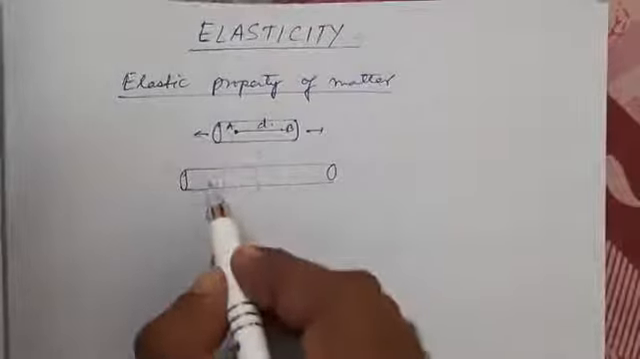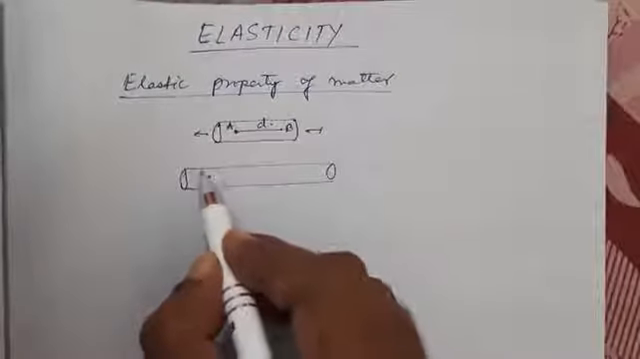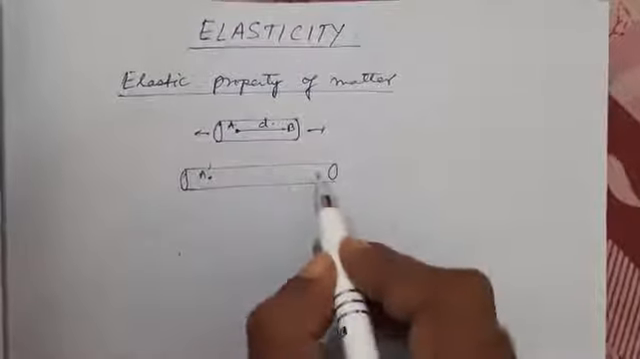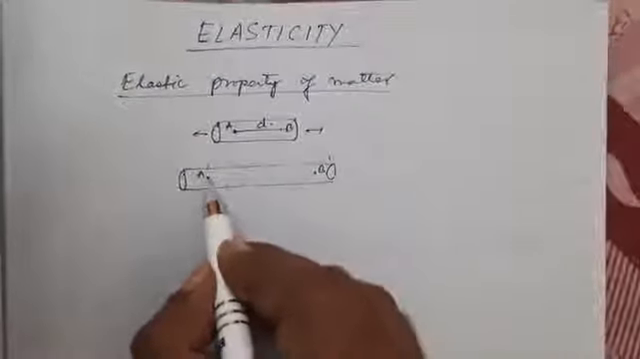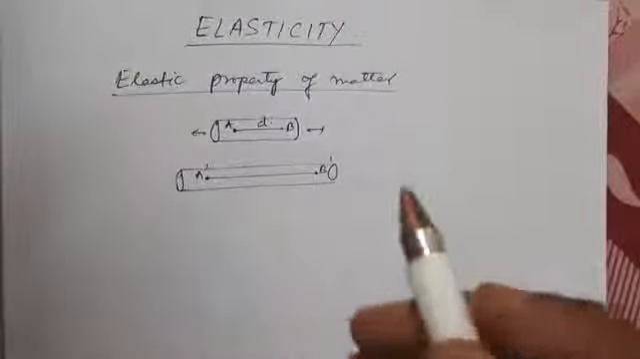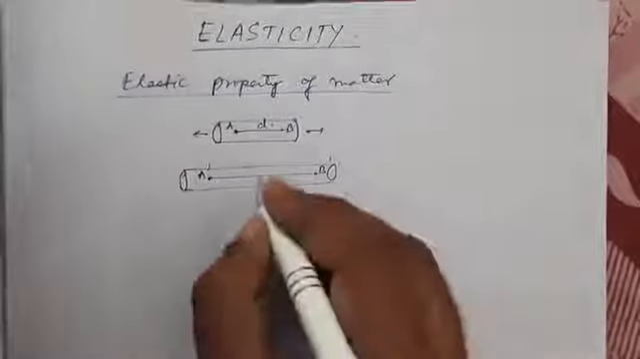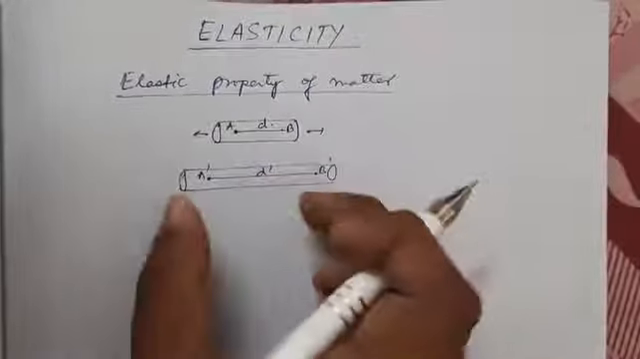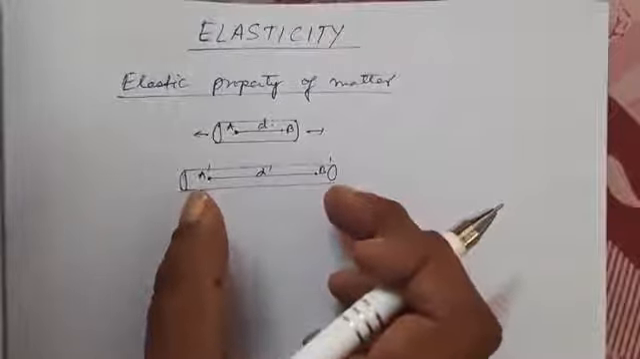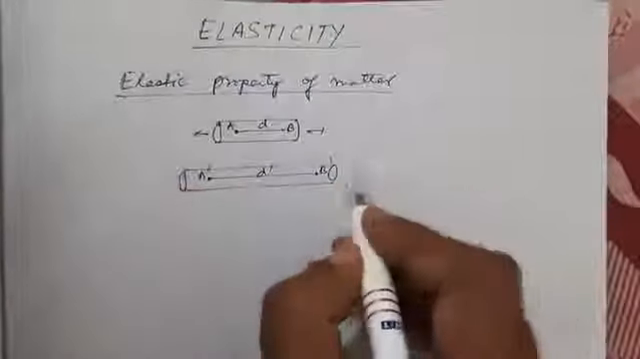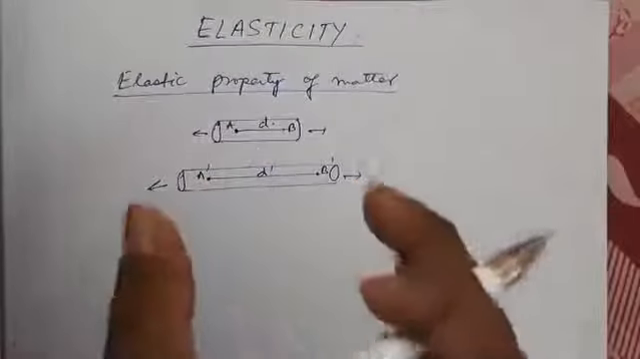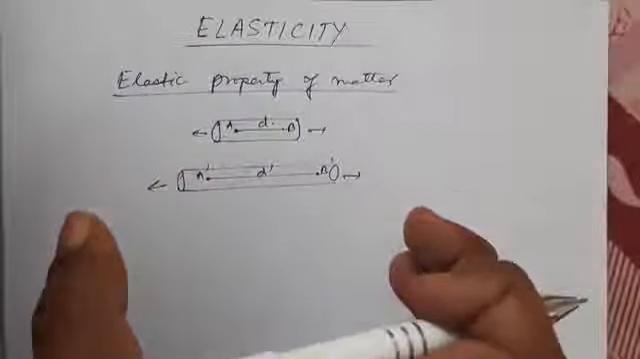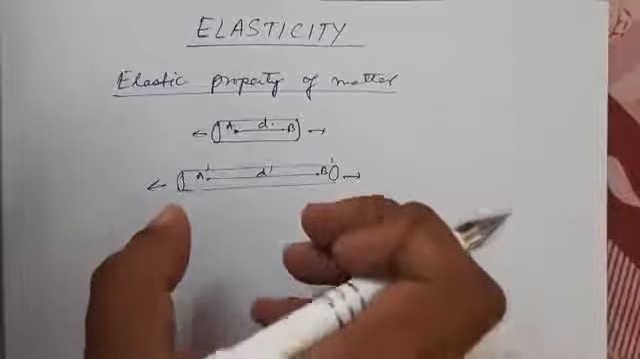The point A gets shifted to here, A dash. B also gets shifted to a point, name it as B dash. Now the distance between the two will not remain D. Now the distance will change. So the relative distances between those 2 points have increased because we have applied a stretching force. If we had applied a compressive force, the distance would have decreased.